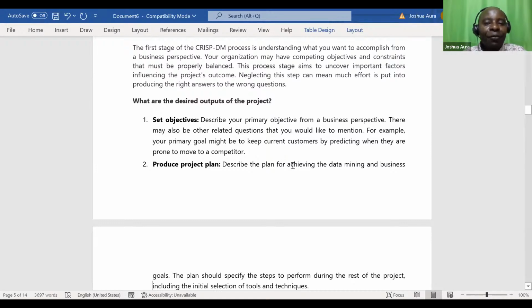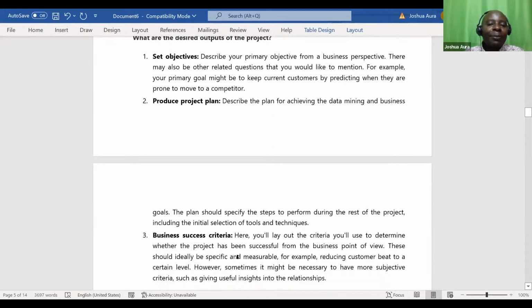Describe the plan for achieving the data mining and the business goals. The plan should specify the steps to perform during the rest of the project, including the initial selection of tools and techniques. Business success criteria. So business success criteria, ladies and gentlemen, of course, I'll be defining my milestones. At what point do I say, have I succeeded?